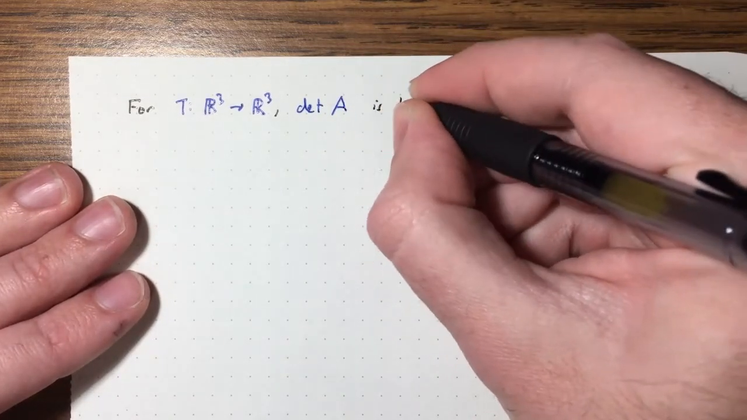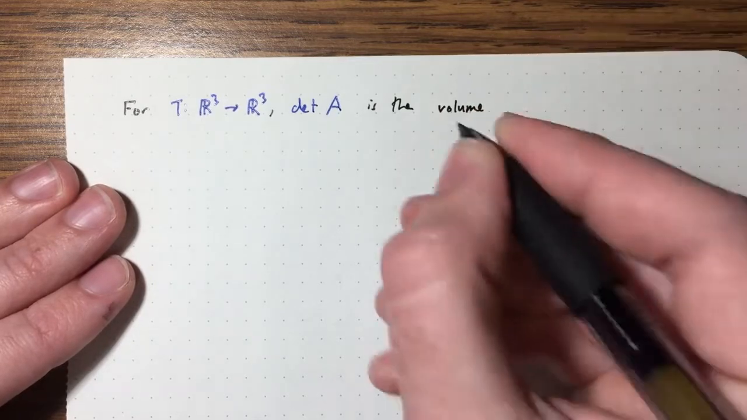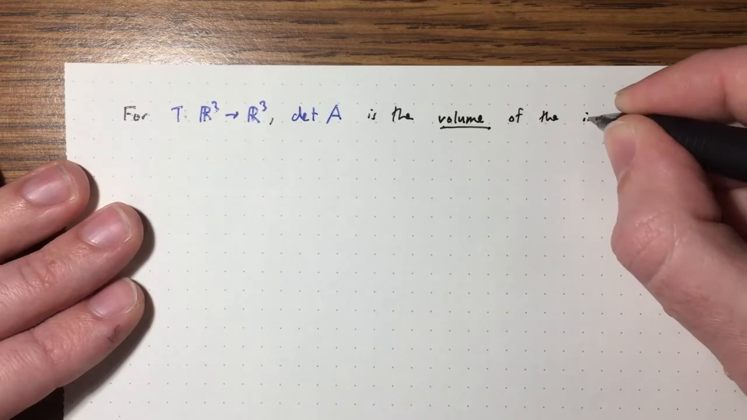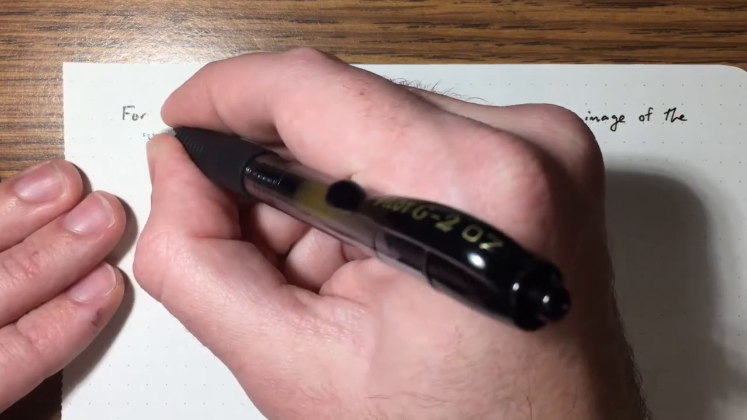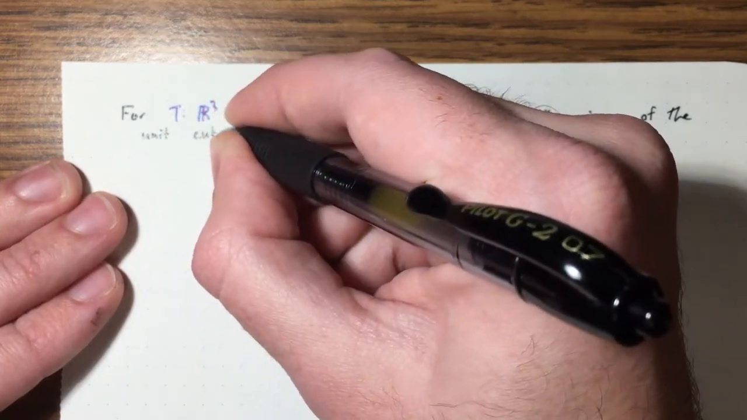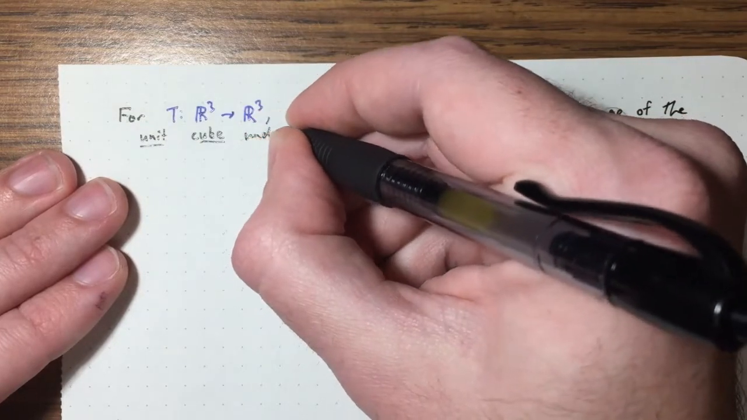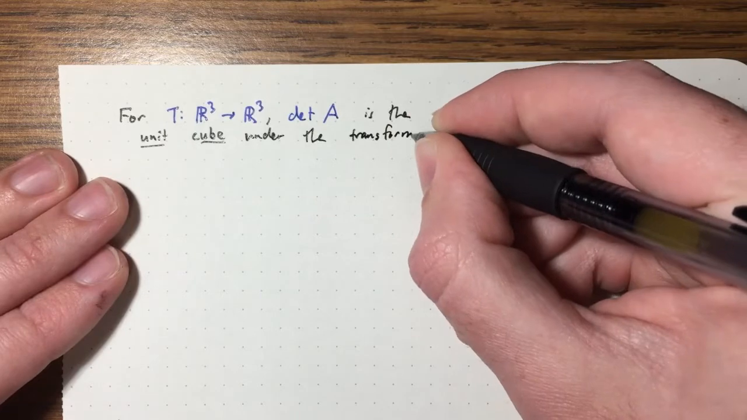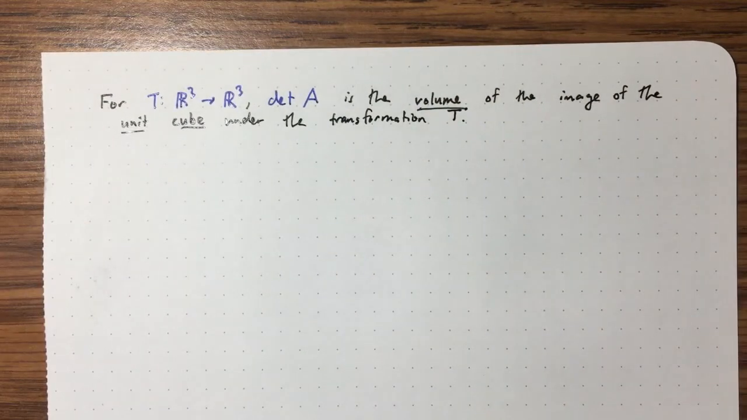Well, it is, not area this time, but volume. I'm sure you would have guessed. It's the volume of the image of the unit, not square, but cube, the unit cube under the transformation. Okay, cool. So it still has a really nice geometric meaning.